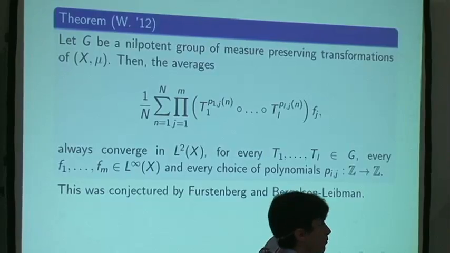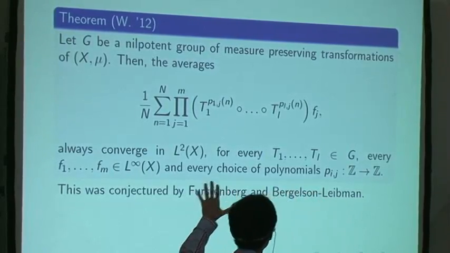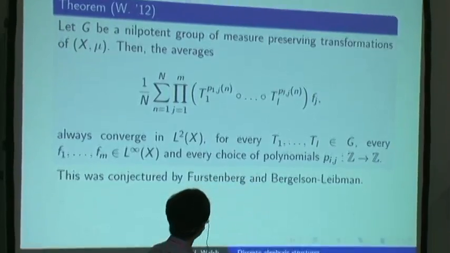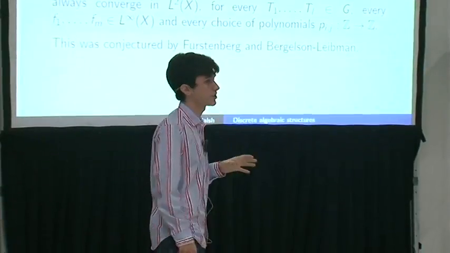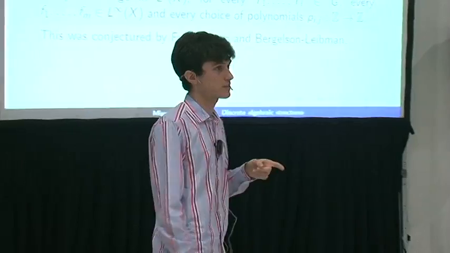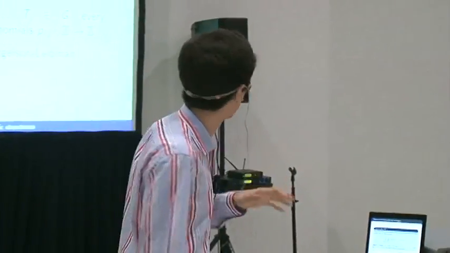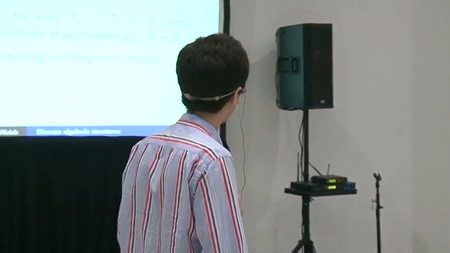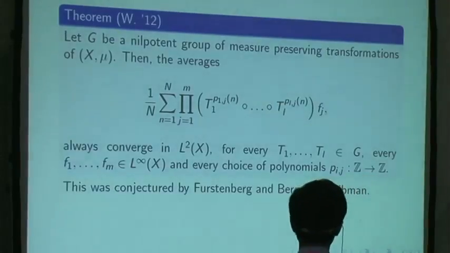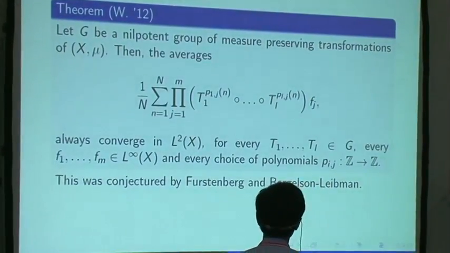They depend both on the transformation and the functions, so you have complete freedom to play around. And these general things always converge in L2 for every choice of transformations in your group, for every choice of bounded functions, and for every choice of polynomials. So this was conjectured in the abelian case by Furstenberg, probably more generally, but the statement in this more general case is due to Bergelson and Leibman. And this result was open in the abelian case.